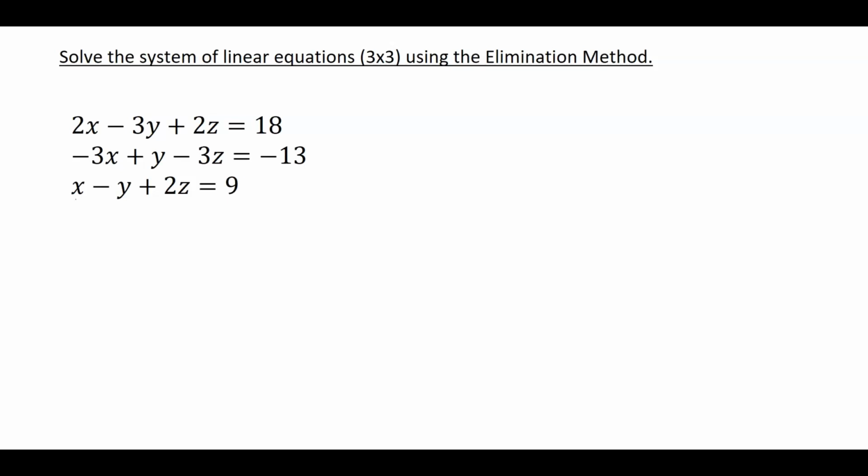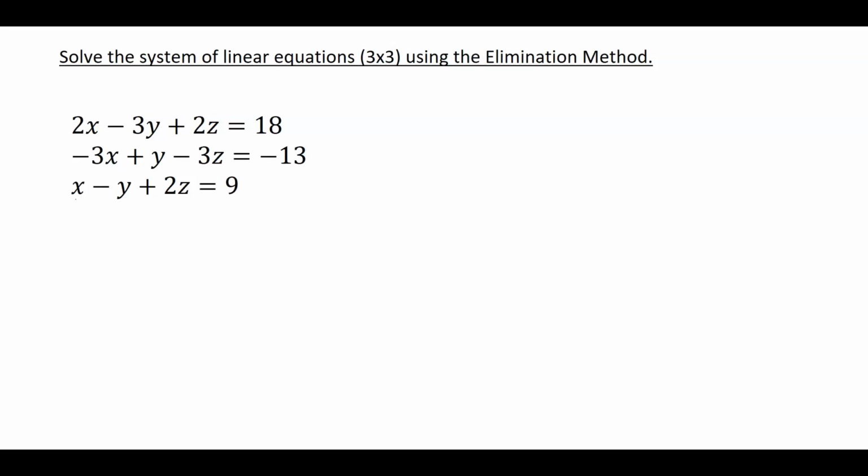In this video, we'll take a look at how to solve a system of linear equations. That'll be 3 equations with 3 unknowns using the elimination method. If you recall from previous lessons, for 2 linear equations and 2 unknowns, when you use the elimination method, the idea is that you want to eliminate one of the variables by the operation of addition or subtraction.